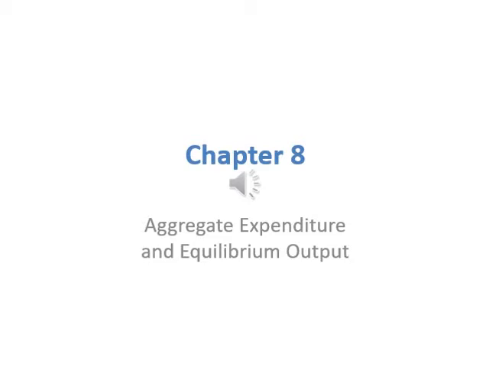Chapter 8. Aggregate Expenditure and Equilibrium Output.